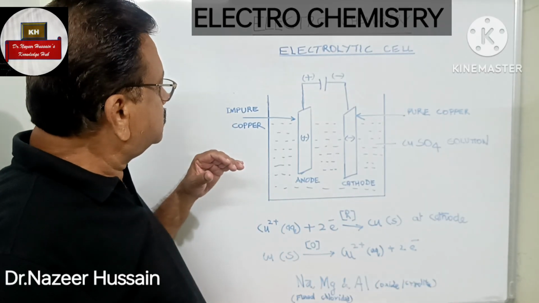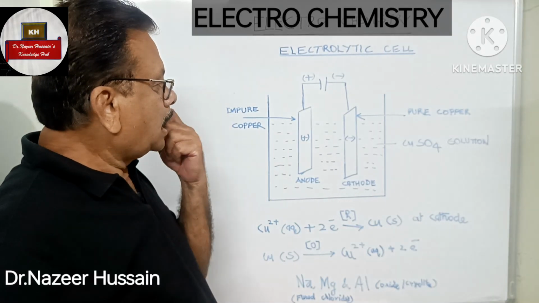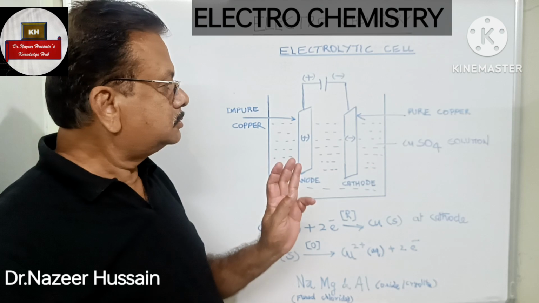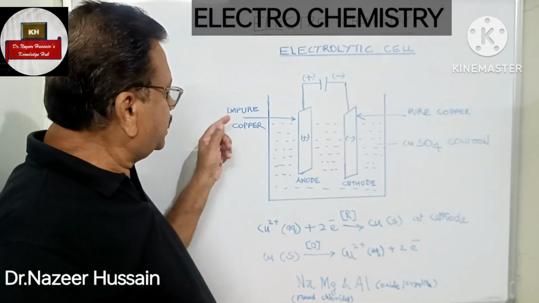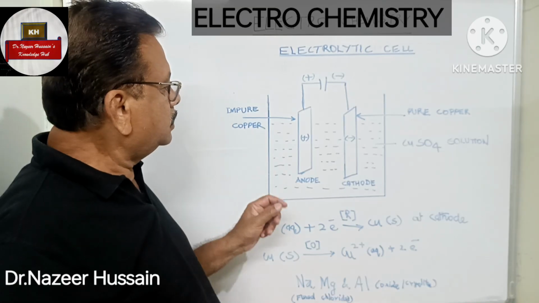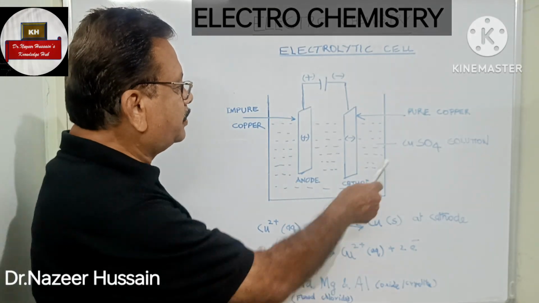So, in this class today, we begin with the electrolytic cell: how to purify an impure metal to pure metal. We take the example of copper. We take impure copper as anode and pure copper as cathode, and the medium is copper sulfate.